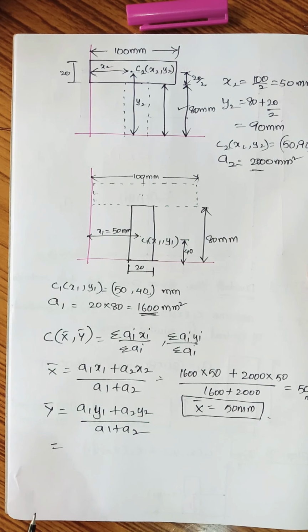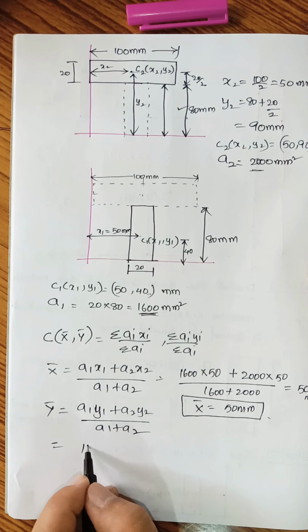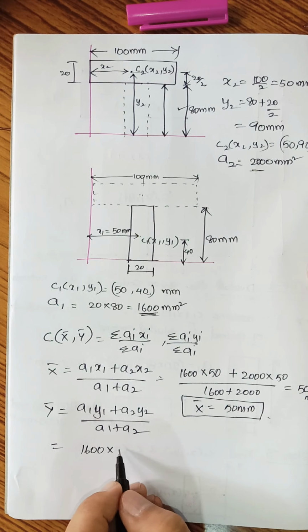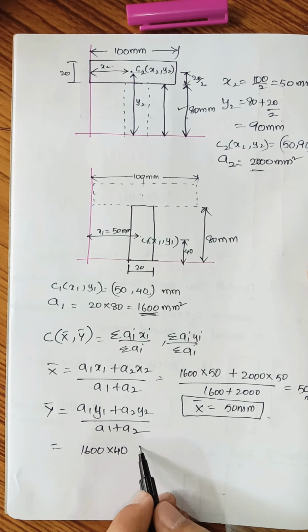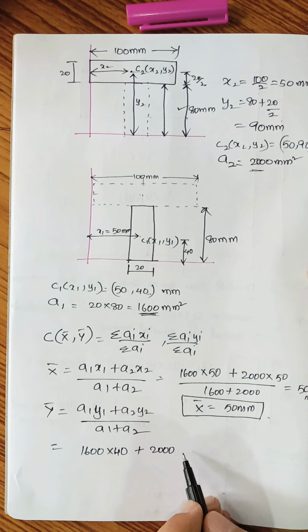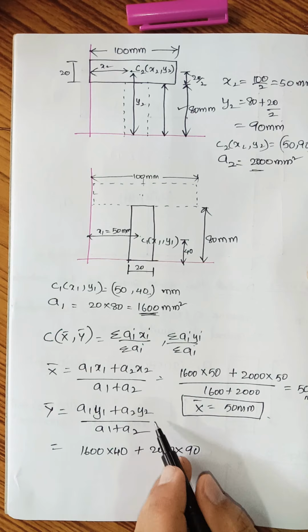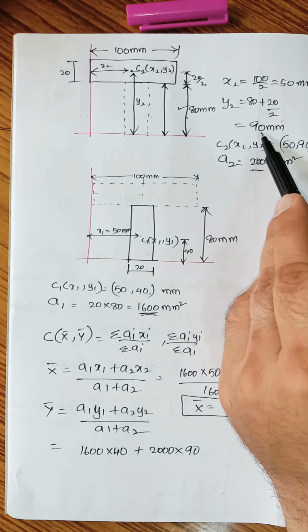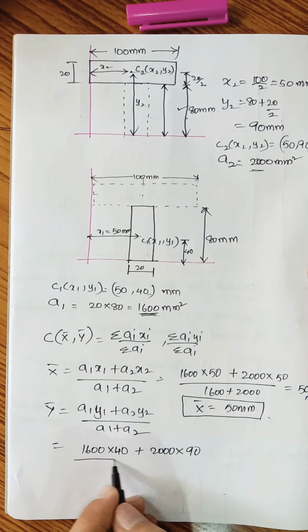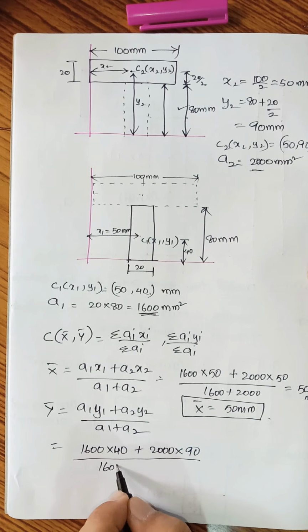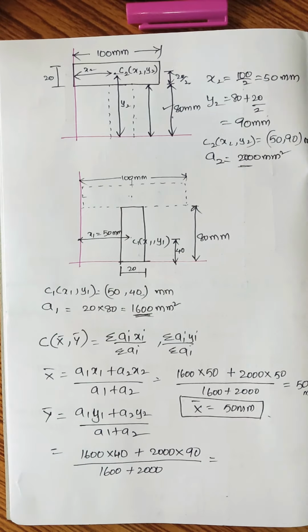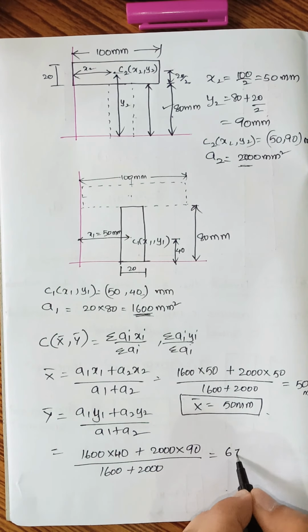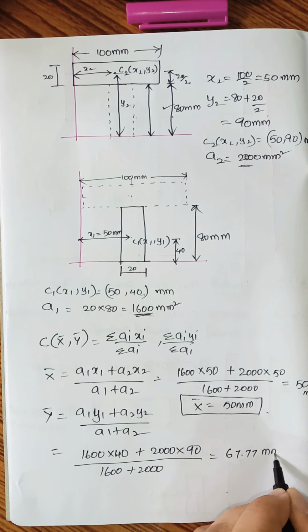And coming back to y bar here, y bar is A1, which is equal to 1600 multiplied by y1. Y1 is 40 millimeter plus A2 is 2000 multiplied by y2. Y2 is 90 millimeter, divided by 1600 plus 2000. So after calculating, we'll get the answer as 67.77 millimeter.